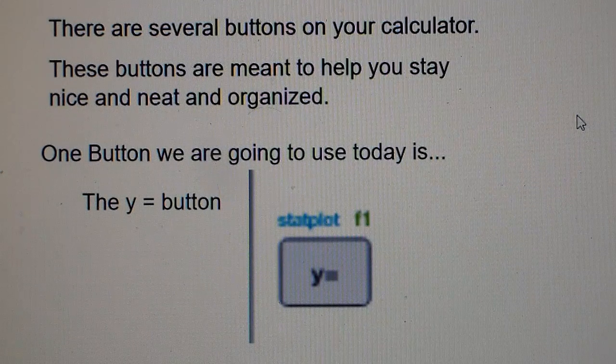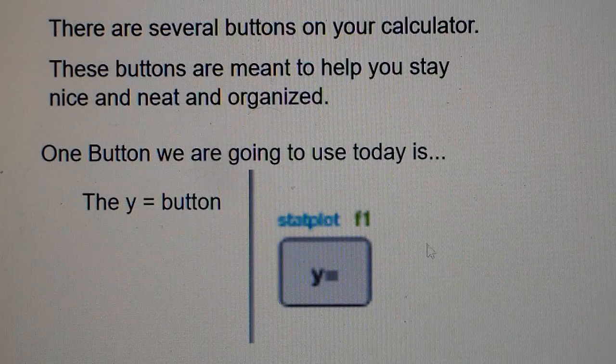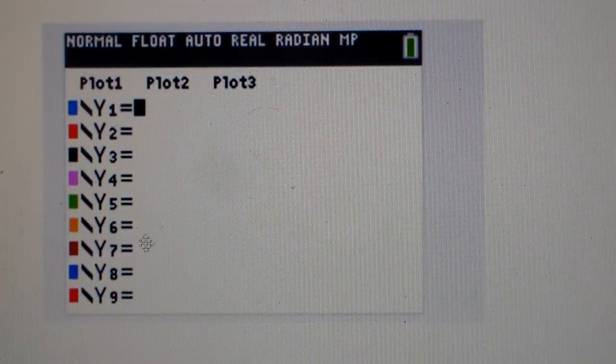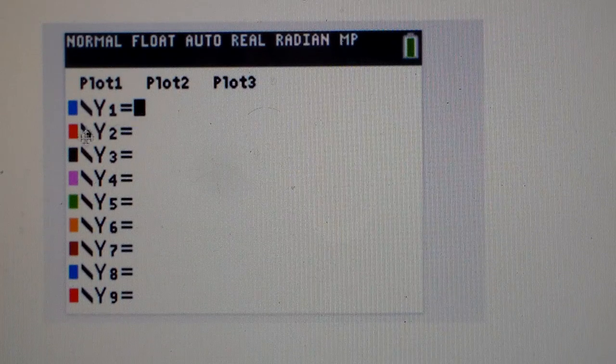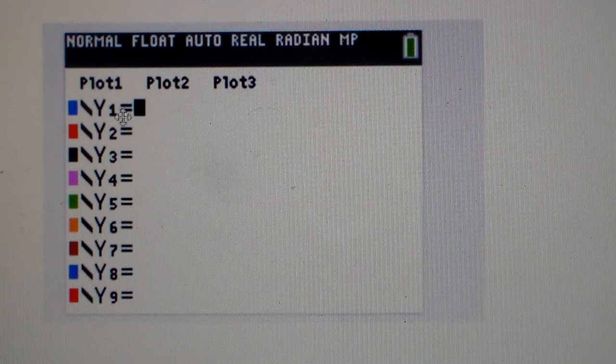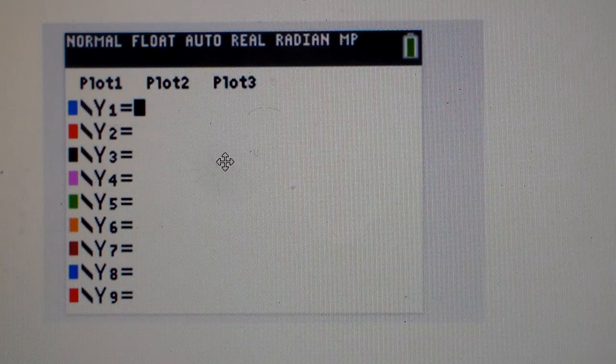Alright, next, there are several buttons on your calculator. These buttons are meant to help you stay nice, neat, and organized. One of these buttons that we're talking about today is the y equals button. It's located in the top left-hand corner. When you hit that y equals button, you're going to get a screen that looks like this. If it's in color, you'll get some colors. If it's a black and white calculator, it will come up in black and white, with y1 equals, y2 equals, y3 equals. In that first line, we're going to type our equation in order to graph it.